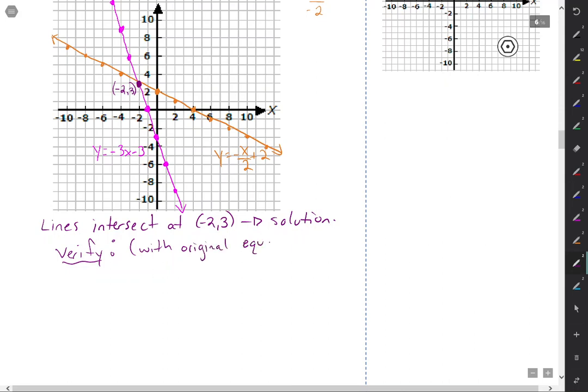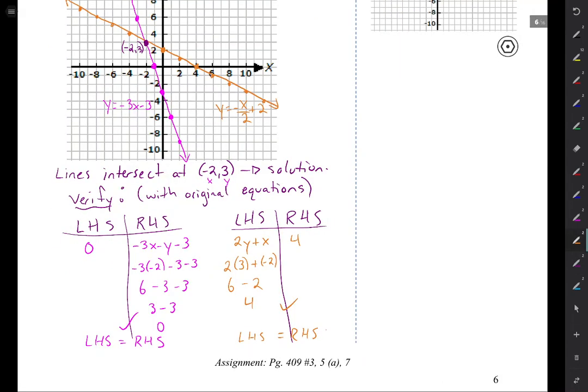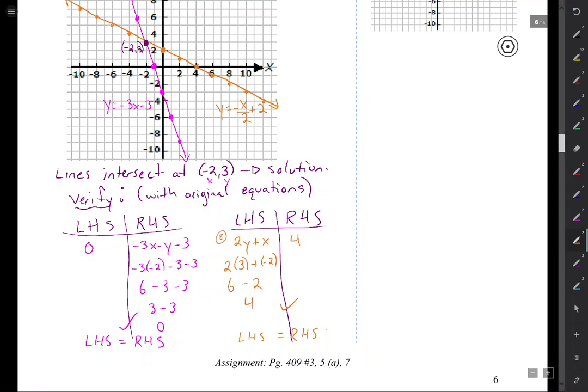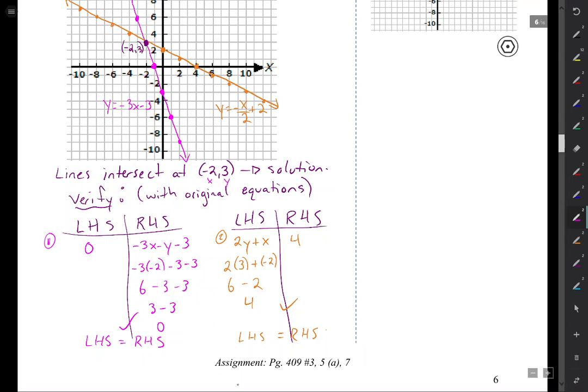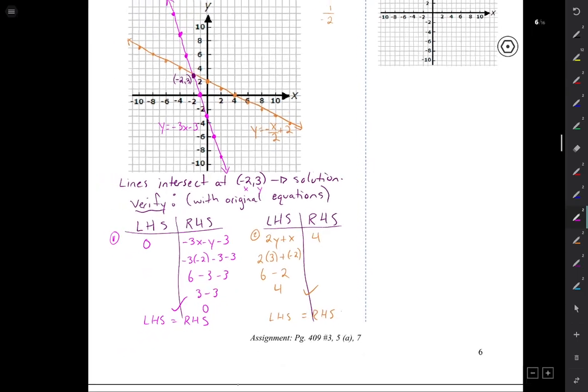So I'm going to do that, and then I'll hop ahead to show you the final verification of it all. All right, so here are the verifications for both equations. So this is number 2 here, and then we have number 1 over here, and you can see that we eventually get both the left-hand side and the right-hand side for both of them equaling each other. So we know for sure that negative 2, 3 is our solution for this system of equations.